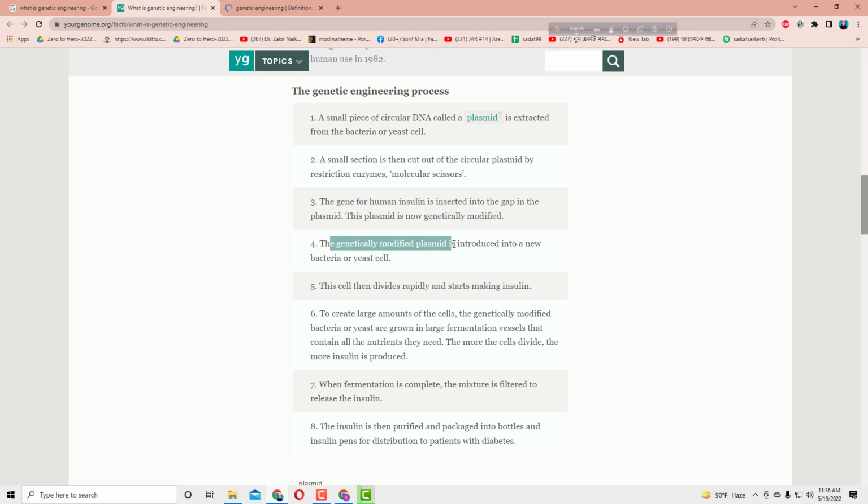The genetically modified plasmid is introduced into a new bacteria or yeast cell. This cell can divide rapidly and start making insulin. To create a large amount, the genetically modified bacteria or yeast are grown in a large vessel that contains all the nutrients they need. The more the cells divide, the more insulin is produced. When fermentation is complete, the mixture is filtered to release the insulin. The insulin is then purified and packed into bottles and insulin pens for distribution to patients with diabetes.